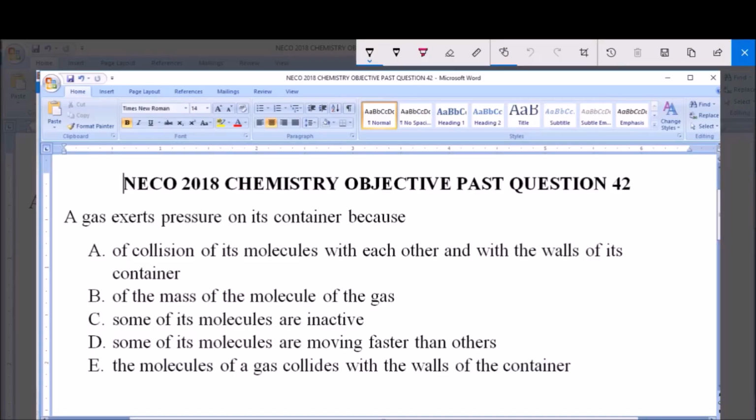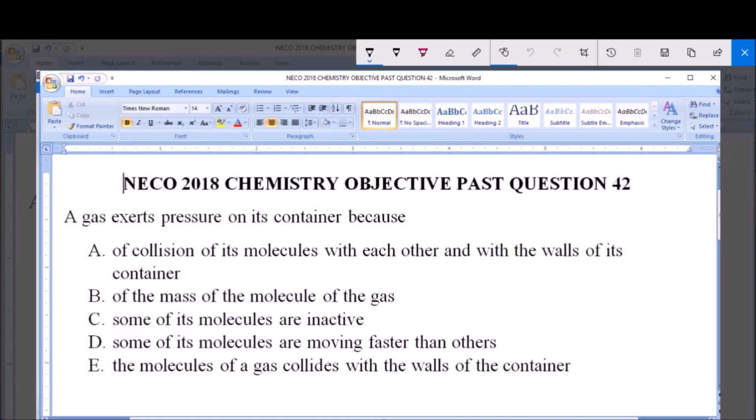I will be answering NECO 2018 Chemistry Objective Past Question 42. A gas exerts pressure on its container because A. Of collision of its molecules with each other and with the walls of its container. B. Because of the mass of the molecule of the gas. C. Some of its molecules are inactive. D. Some of its molecules are moving faster than others. E. The molecules of a gas collide with the walls of the container.